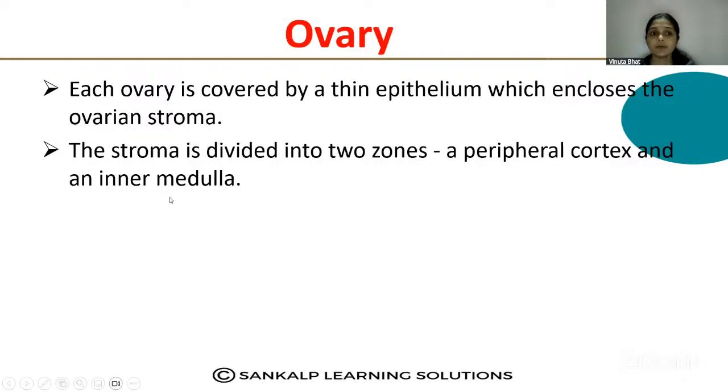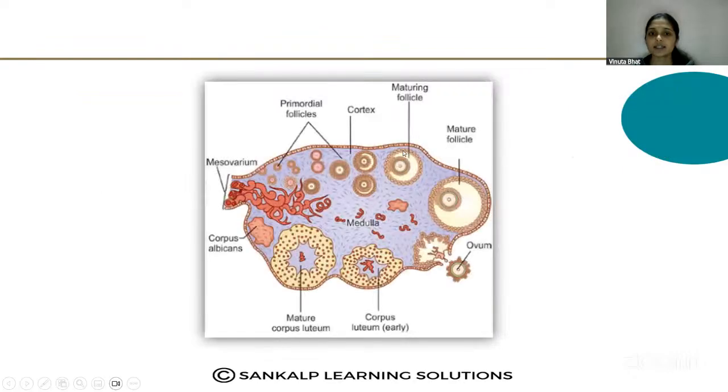Then the ovary. Each ovary is covered by a thin epithelium which encloses the ovarian stroma. Here you can find two regions, that is the cortex region and the medulla region. The cortex region is the outermost, peripheral region, and the inner one is the medulla region.